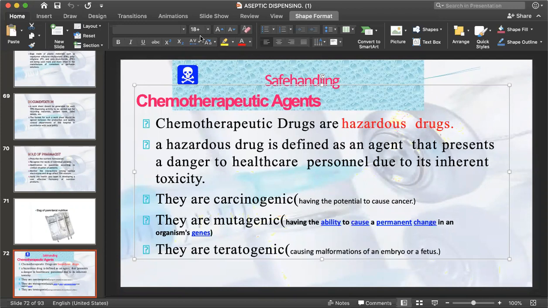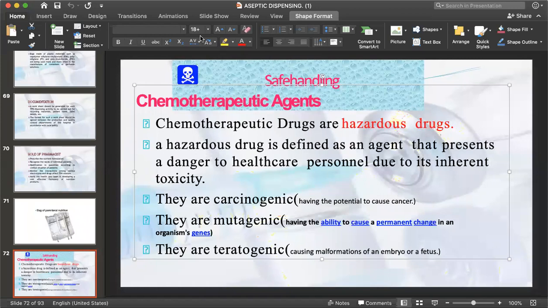They can be carcinogenic, they can be mutagenic, they can be teratogenic. Carcinogenic means they can produce cancer when the healthcare person comes in contact with that drug. Mutagenic means having the ability to cause a permanent change in an organism's genes. Teratogenic means causing malformation of an embryo or a fetus. If someone is pregnant, they may produce teratogenic effects. So these drugs are hazardous drugs.